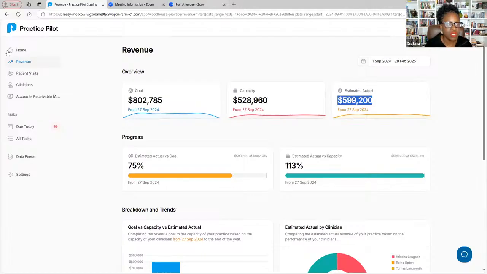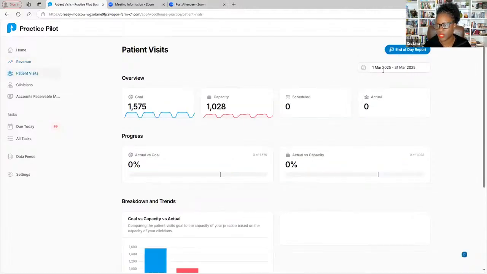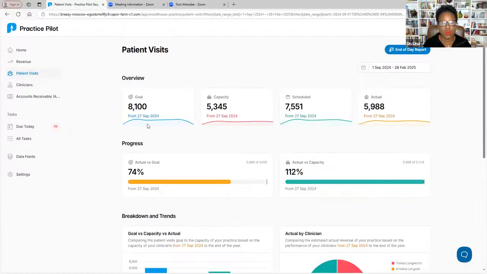Okay. So let's look at this other portion, and I'm going to move this to the last 6 months as well. Based on the revenue per encounter, if I wanted to create that $802,000, it would require 8,100 patients. My capacity is only 53. Again, you see that, right?